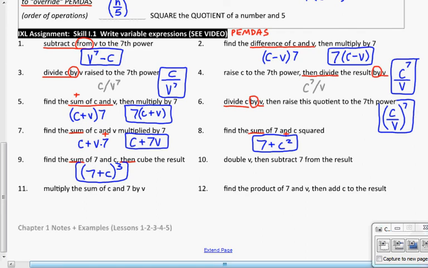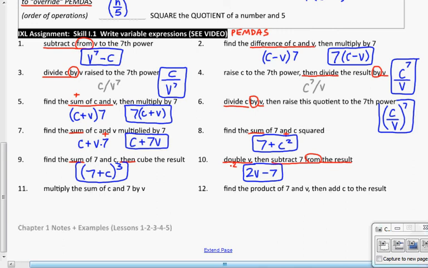Number 10, double v. Okay, to double something, you times by 2. So we'll say 2 times v, 2v, and then subtract 7 from the result. So we doubled the v first, and then we're going to subtract 7 from that result. Okay, make sure you're subtracting 7 from 2v, not 2v minus 7.